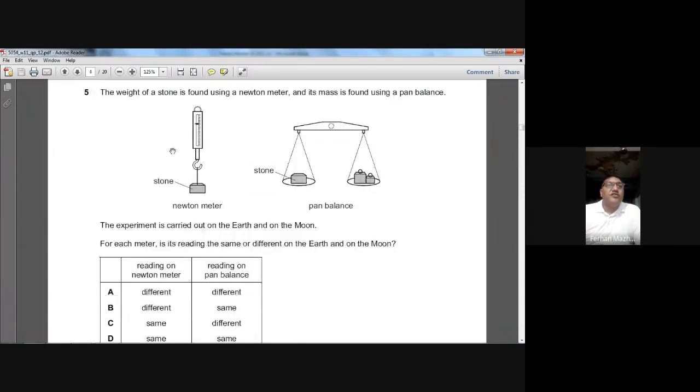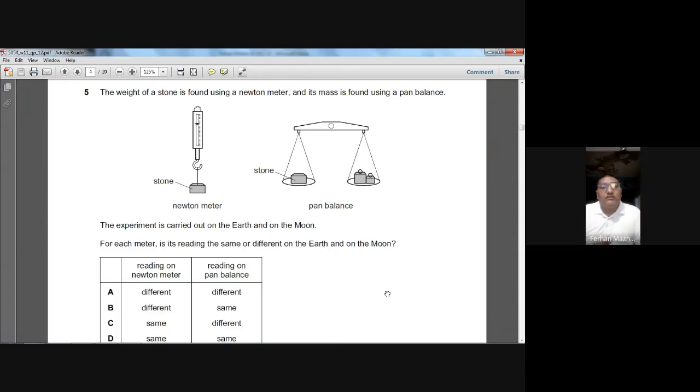Okay, on your screen, I hope you can see, the weight of a stone is found using a Newton meter and its mass is found using a pan balance. The experiment is carried out on the Earth and on the Moon. For each meter, is its reading the same or different on the Earth and on the Moon?